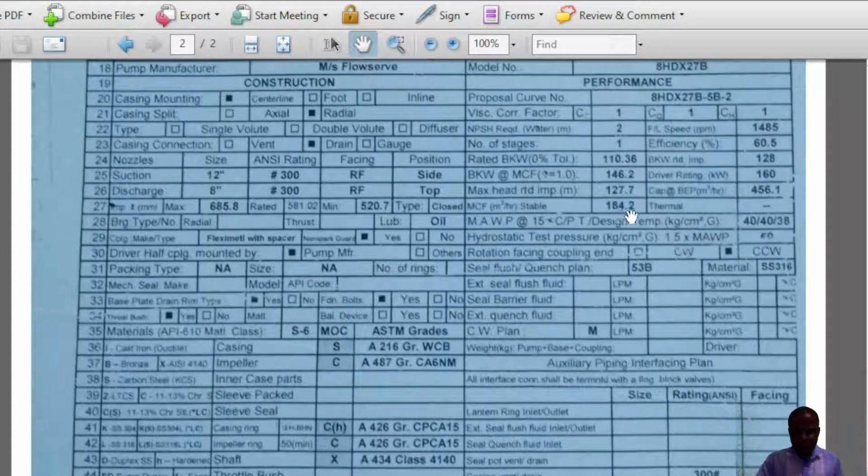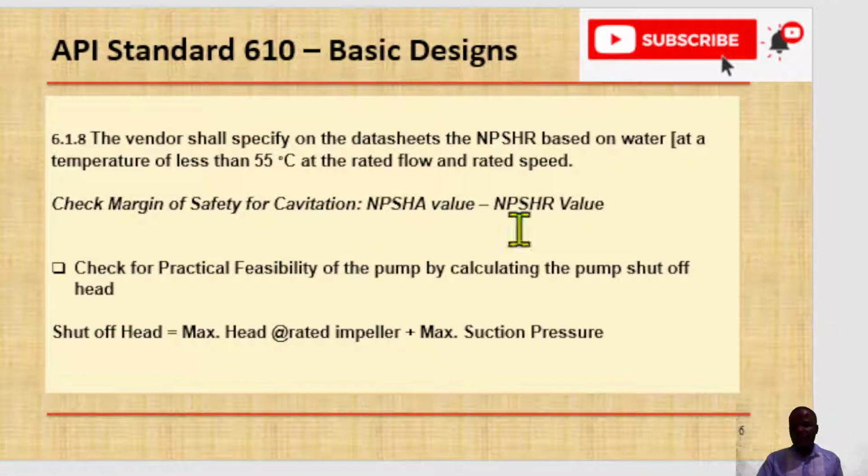Now, the NPSH required, the net positive suction head required, has been given to be 2. So it is compulsory that the vendor shall specify on the data sheet the NPSH. If the vendor did not specify it on the mechanical data sheet, you have to comment on the data sheet: please supply the NPSH based on water, and you wait for the response that the vendor will give you.